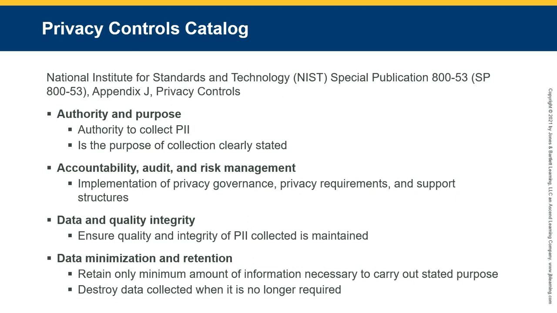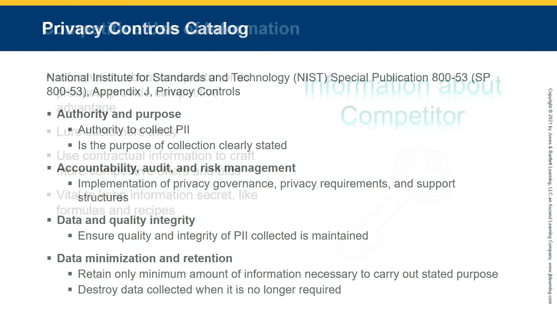Data and quality integrity ensures quality integrity of the PII collected to maintain. Data minimization and retention: retain only a minimum amount of information necessary to carry out the stated purpose. Destroy data collected when it's no longer required. So it just says we can collect it as long as we do it correctly, and then when we're done with it, we get rid of it. So that's a big part of what we're trying to maintain.